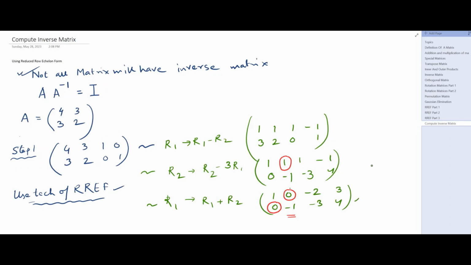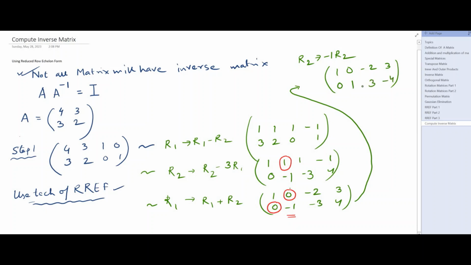Here we go one more step, so I'll write it here so that it stays on the same page. Now we'll do R2, because again we have to adjust R2, and we will multiply R2 by minus 1. If we do that, then finally it will be 1, 0, minus 2, 3, 4, and 0, 1, 3, and minus 4. And this is basically the final answer.